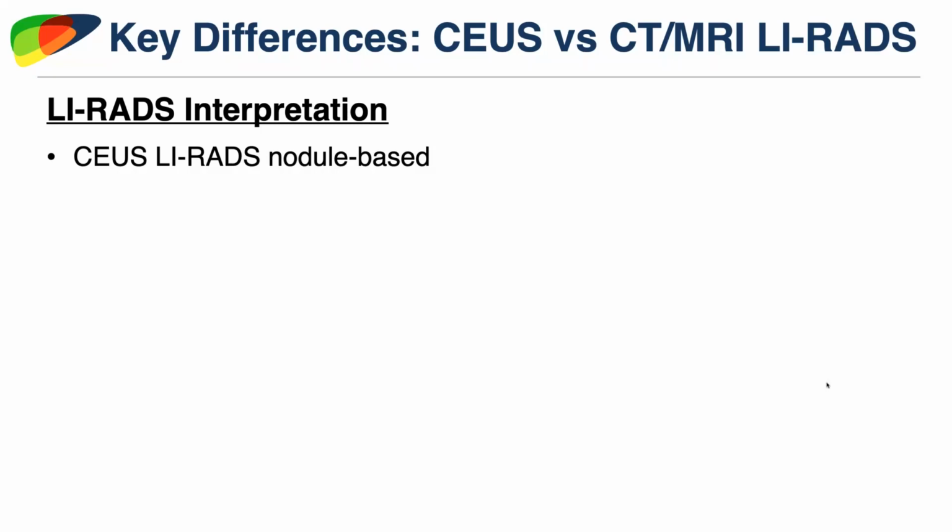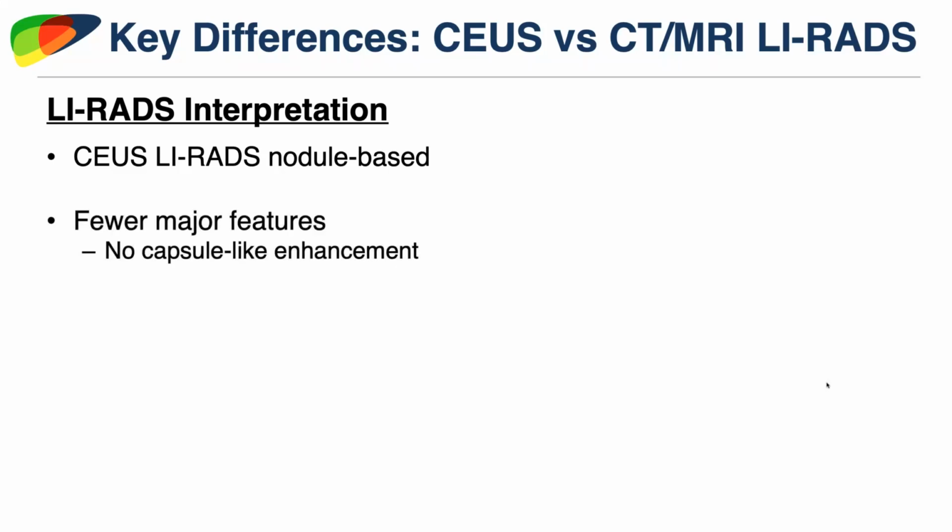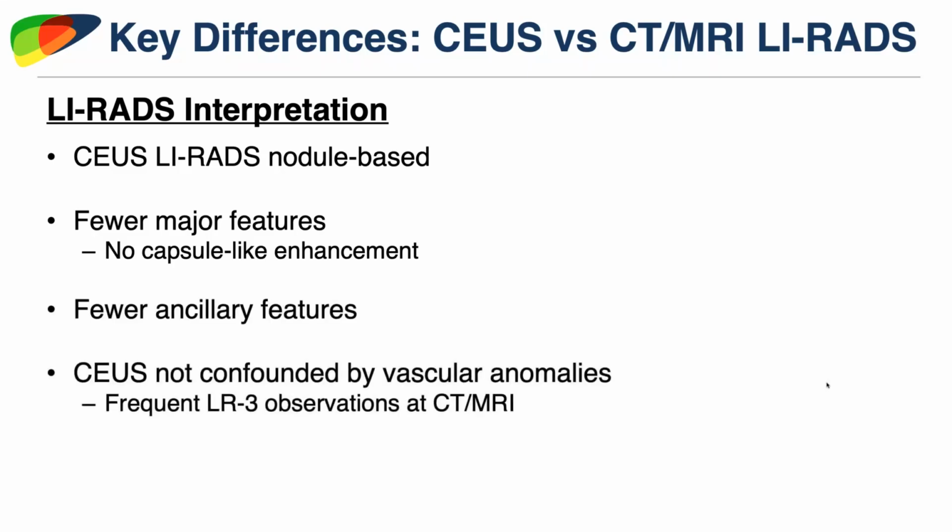A few other differences to discuss is that contrast-enhanced ultrasound LI-RADS is nodule-based because, again, we are targeting, in the current version, an observation that is identifiable on the pre-contrast grayscale B-mode image. So a lot of the LI-RADS literature for contrast-enhanced ultrasound will say nodule as opposed to observation. We have fewer major features, so we do not have a capsule-like enhancement at contrast-enhanced ultrasound. Similarly, there are fewer ancillary features, and we'll go through some of those in a minute.